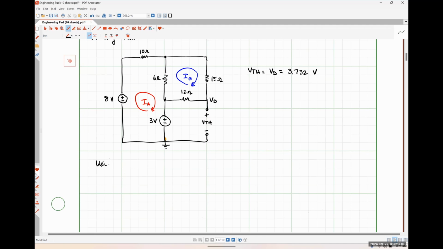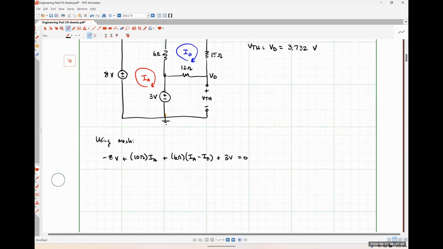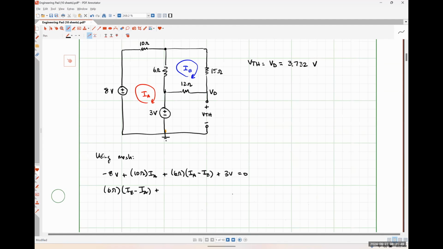So using mesh, we would have KVL around mesh A, which would look like -8 volts plus 10 ohms times IA plus 6 ohms times IA minus IB plus 3 volts is equal to 0. Applying Kirchhoff's voltage law around mesh B, we would have 6 ohms times IB minus IA plus 15 ohms IB plus 12 ohms IB is equal to 0. Once again, 2 equation, 2 unknown systems, so we can solve this for IA and IB. So let me do just that.